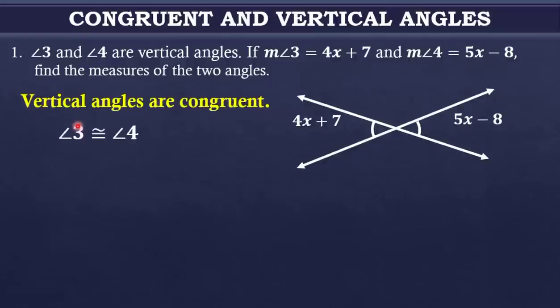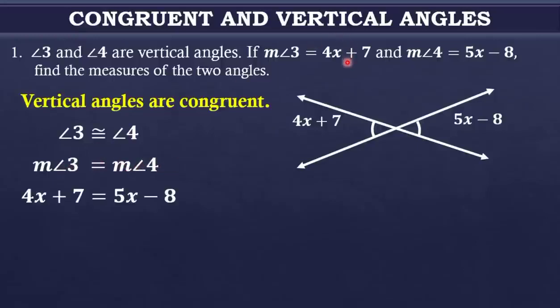So, ibig sabihin, angle 3 is congruent to angle 4. Okay? So, kung congruent sila, therefore, the measure of angle 3 is equal to the measure of angle 4. So, kung ang angle 3 natin is 4x plus 7, ibig sabihin, equal siya sa measure ni 5x minus 8. Okay, so we are applying here the concept of vertical angles.